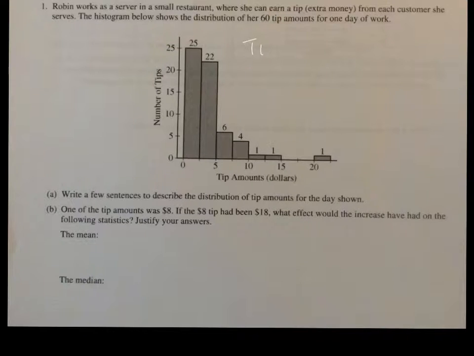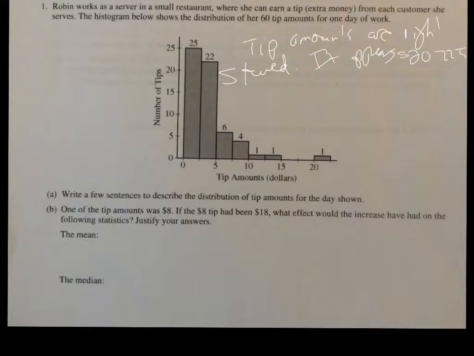So tip amounts are right skewed. It appears the 20 to 22.5 interval has a single tip amount that might be an outlier. All right, shape. Let's see.